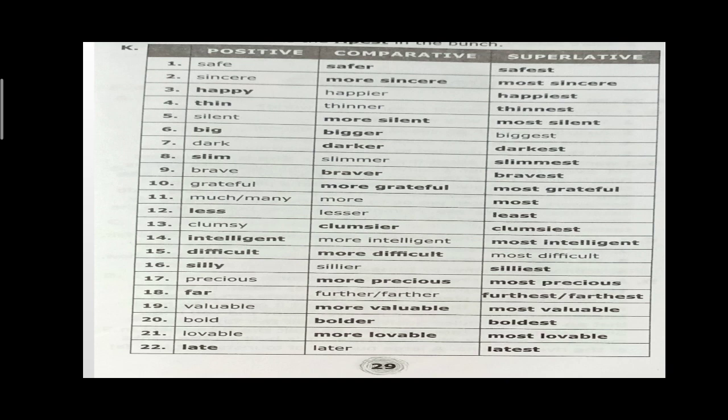14, intelligent, most intelligent. 15, difficult, more difficult, most difficult. 16, silly, sillier, silliest. 17, precious, more precious, most precious. 18, far, further or farther, furthest or farthest. 19, valuable, more valuable, most valuable. 20, bold, bolder, boldest. 21, lovable, more lovable, most lovable. Number 22, late, later, latest.